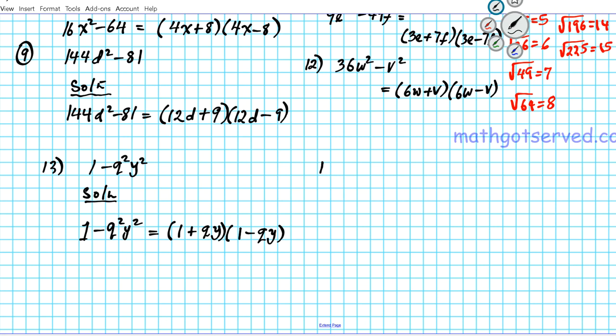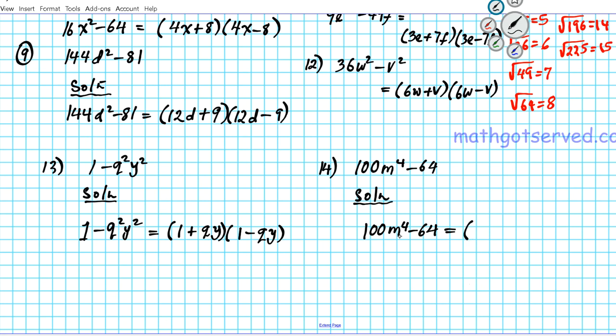Okay, and number 14, what if you have 100m to the 4th minus 64? Let's go ahead and factor that out. Is this a difference of squares? It certainly is. So this is a square, that's a square. m to the 4th is a square too. As long as the power is even, then you know it's a square, okay?